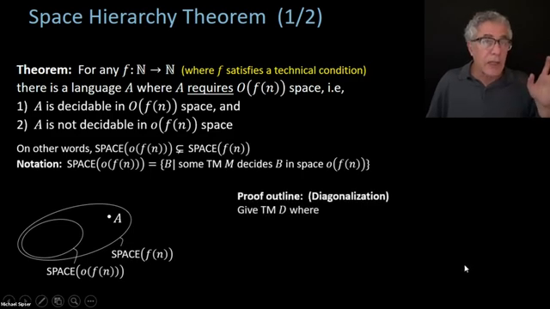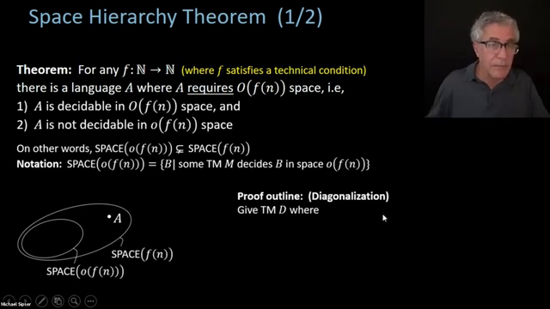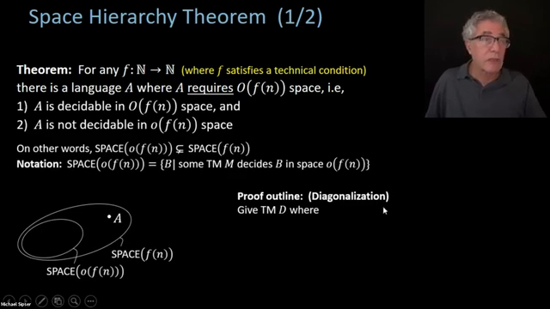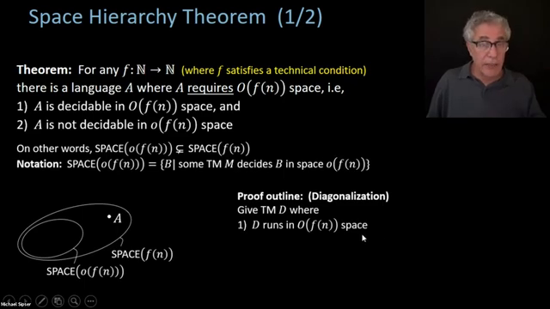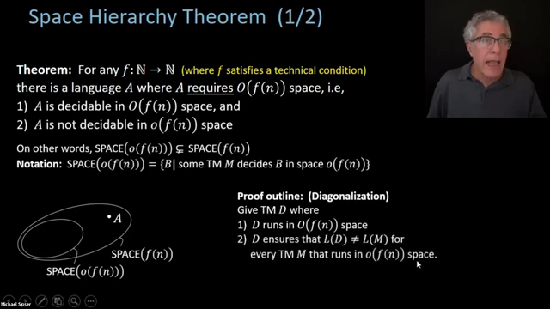So the outline, and really, you don't have to worry about this, but maybe it helps. It's really going to be a diagonalization proof. The way this machine D is going to operate. D is going to give you my language A. D is going to be designed, and I'm going to show you D on the next slide. D is going to run within my target space bound, f of n. And here's the kicker. D is going to be designed to make sure that its language cannot be done in less space.